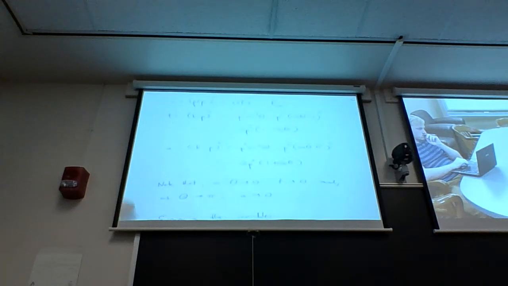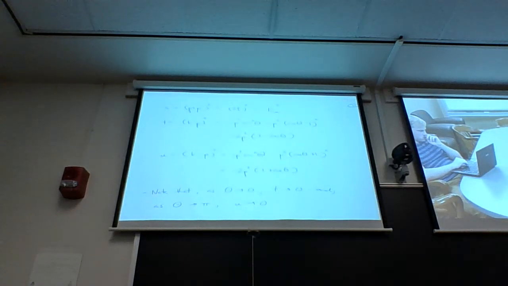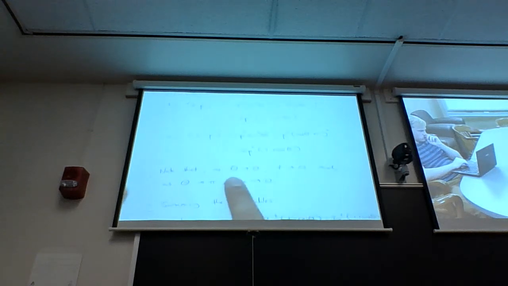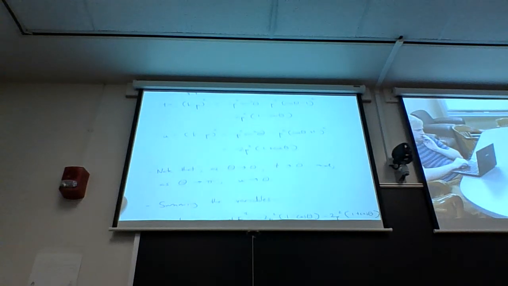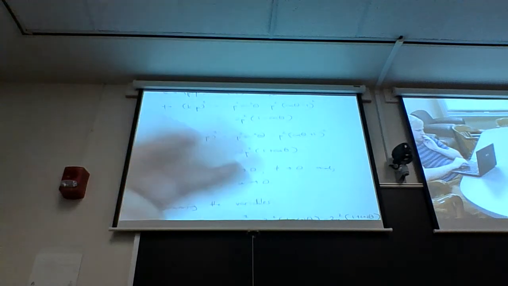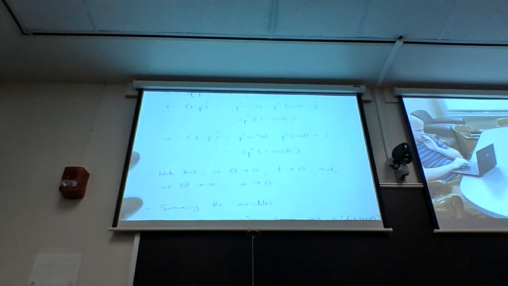Okay. What else do I want to say? U is the same thing. You just get a plus sign. And just something that we noted earlier: when theta goes to 0, t goes to 0. When theta goes to pi, u goes to 0. Okay, so this is how you would interpret s, t and u in the center of mass frame, in terms of the center of mass energy and the scattering angle.